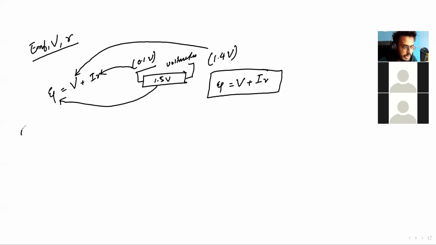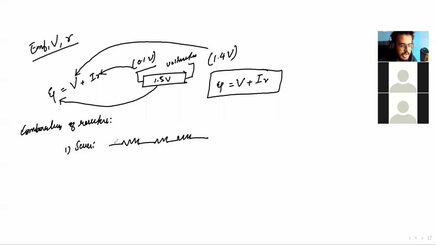Then we have combination of resistors. First one is series connection. In series connection, we have three resistors in continuous, in a single line, connected end over end, right? So if a current is flowing from this direction, it has to go through all the resistors and come out from here, right? So for this, the total resistance or equivalent resistance will be equal to R1 plus R2 plus R3, and so on. However many more resistors there are, you just need to add them.